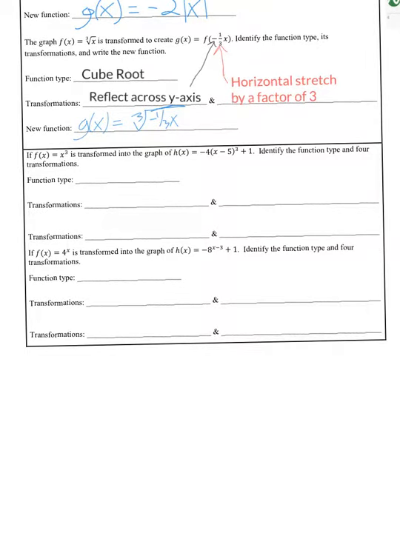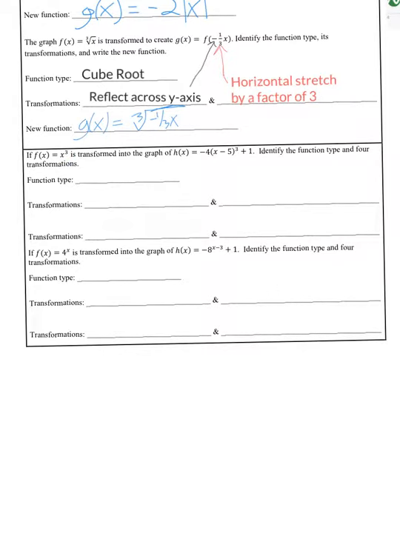So for the next couple of examples, I'm giving you the parent function, and I just want you to identify the function type and the 4 transformations. All right? I'm never going to give you a question with more than 4 answers, I don't think. So x to the third is transformed into the graph of h of x equals negative 4 times x minus 5 to the third power plus 1. Identify the function type and 4 transformations.